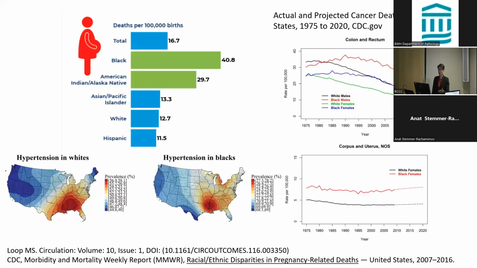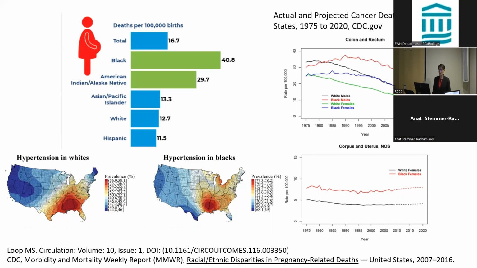We have maternal mortality, which is extremely high in Black women and American Indian women. I use the terms that are used in the papers. We have the fact that death rates are much higher for almost every malignancy in African Americans in this country.